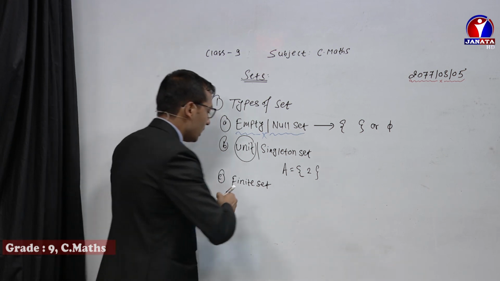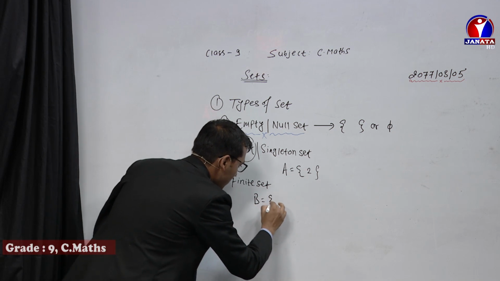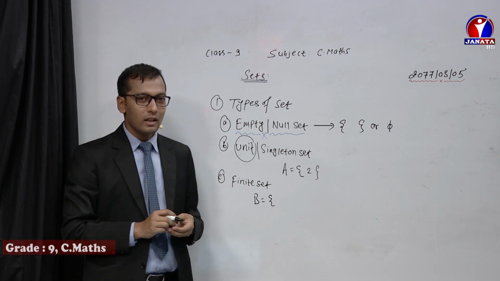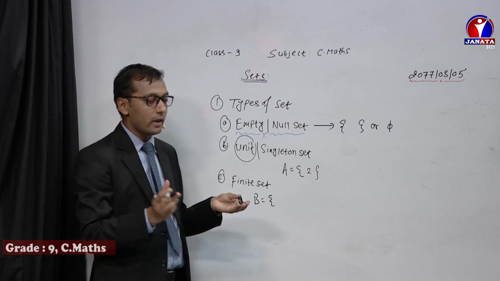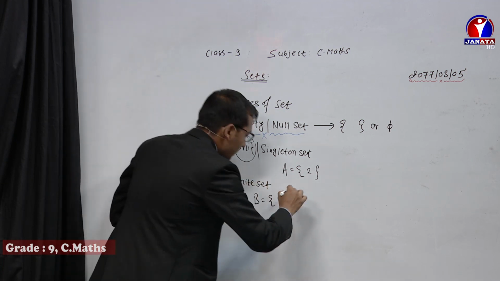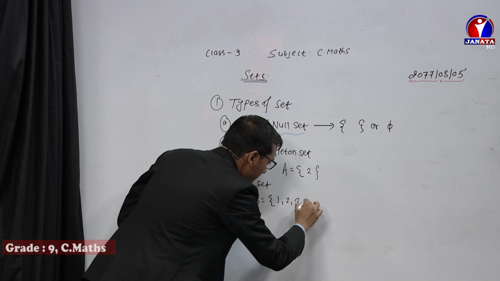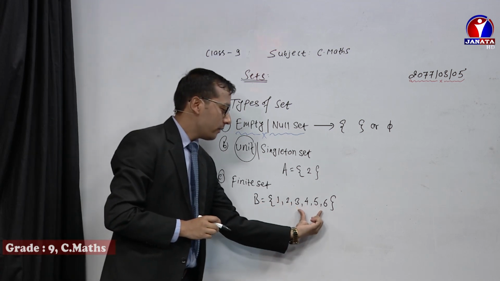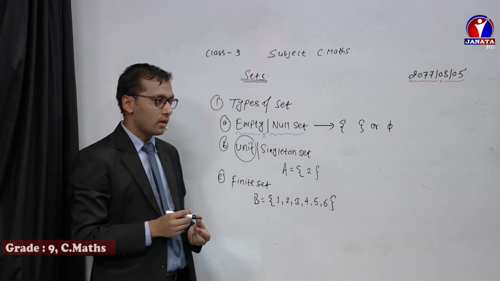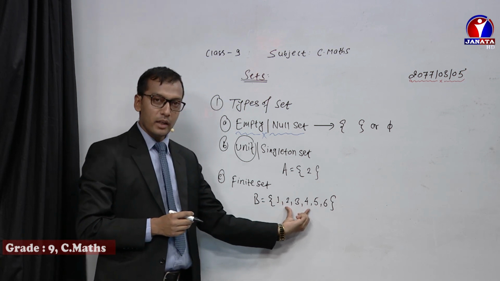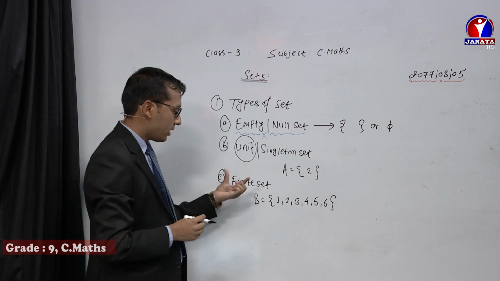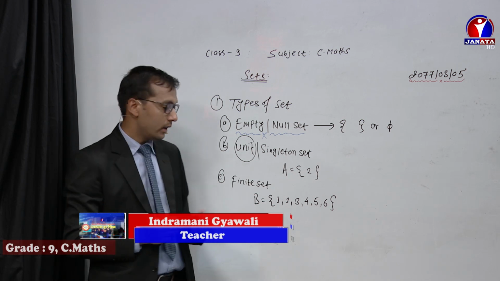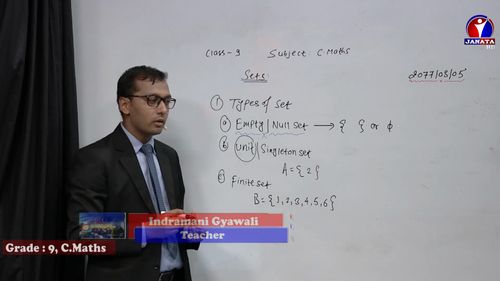So what can be the example? If we denote this set by B, let's write what the elements are under this. You can take any elements. It can be any alphabets or numerical digits. Let me take 1, 2, 3, 4, 5, 6. So here is a fixed number of elements contained in a set. There are limited number of elements contained by the set, so this is called a finite set. The meaning of finite is limited.